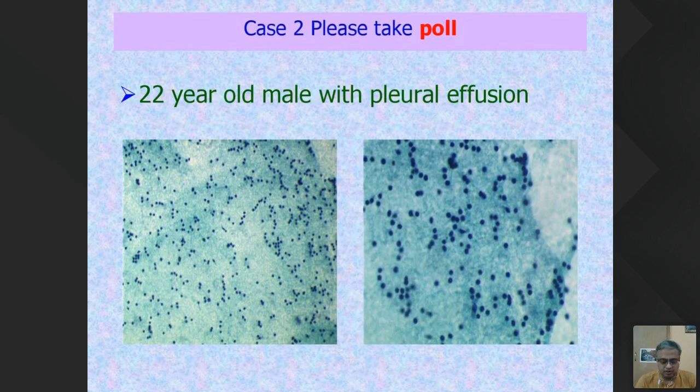In the current poll, case 2, I have ended the poll, but the result has not been displayed. I think it has not been enabled. The option to display poll results at the end of the poll needed to be enabled, but 66% thought this is tuberculosis, 26% thought it is chylous effusion.